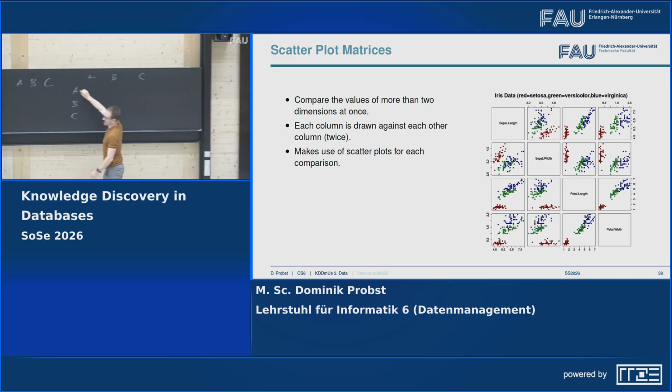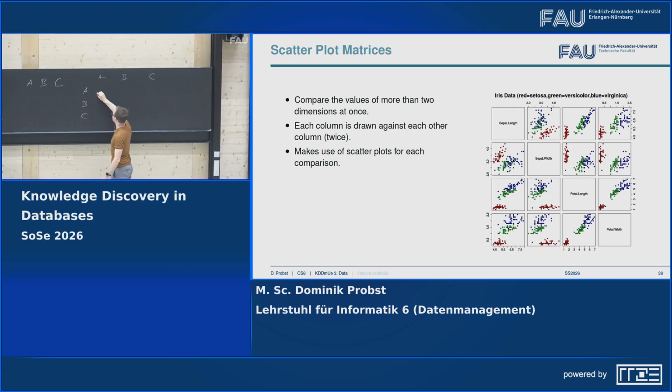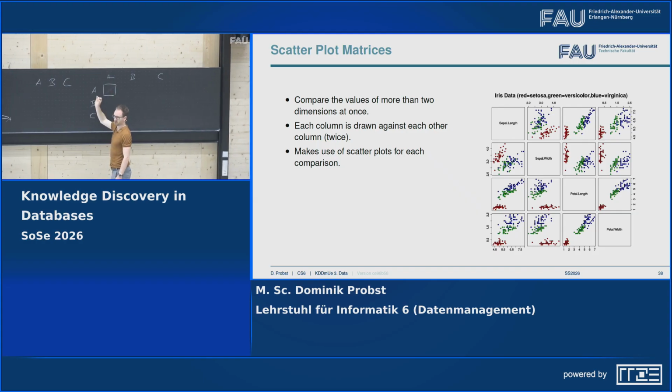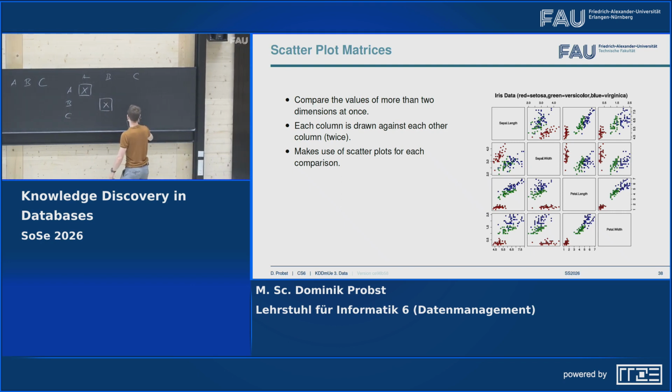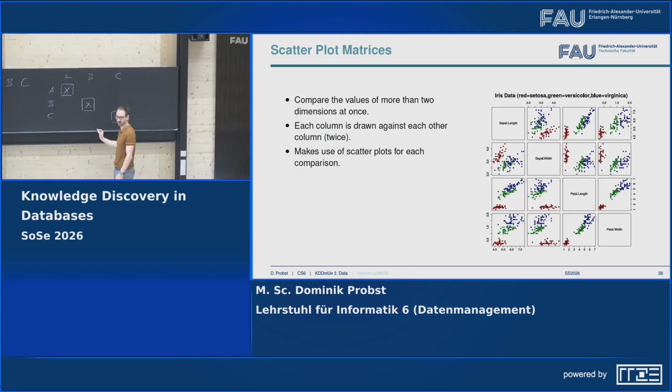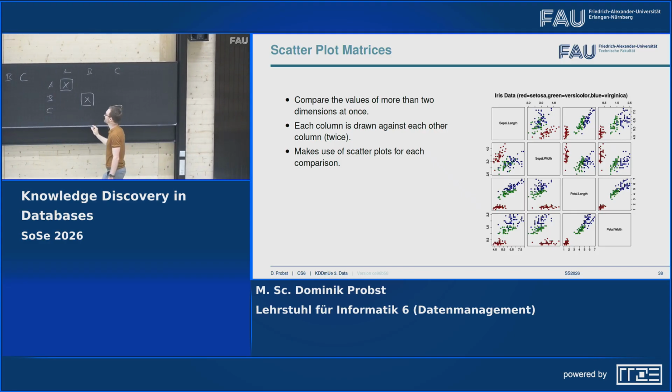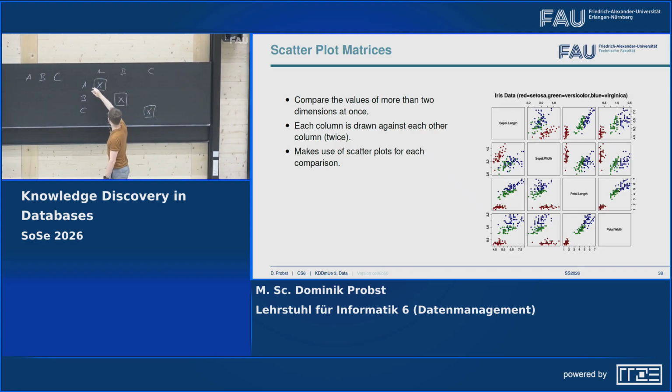If we are comparing A to A, of course, we would just get a line in here, because it's perfectly correlated. So in this case, we would use some kind of other diagram. Most often we would use a histogram or things like that. But basically, this is not defined, this is not defined, and this is not defined. We can use every kind of diagram we want.